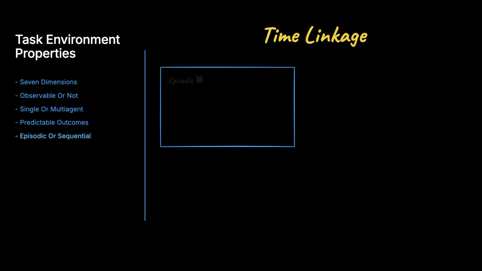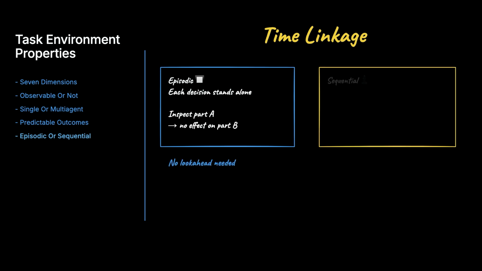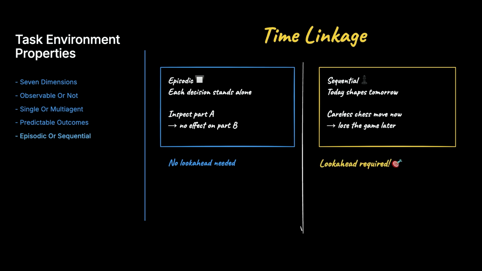The fourth dimension asks whether decisions are linked over time. In an episodic world, each decision stands alone, like inspecting parts on a line where judging one has no bearing on the next. In a sequential world, today's action shapes tomorrow's options, like chess, where a careless move can lose the game later. Sequential worlds force look ahead.